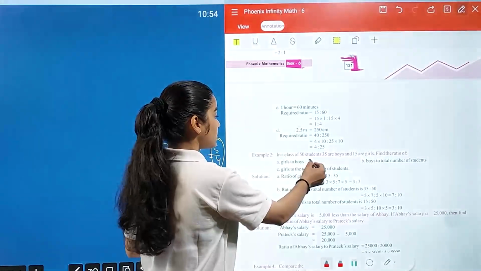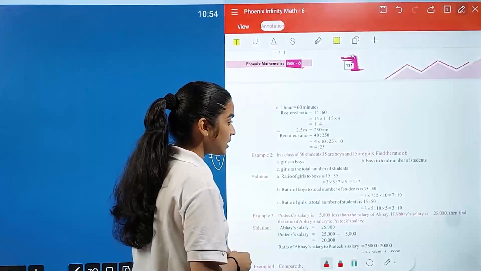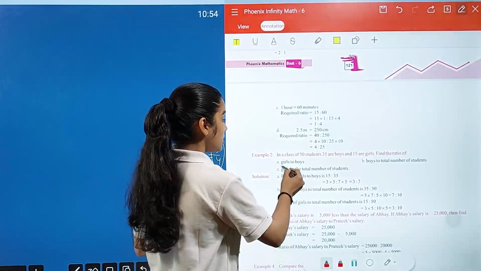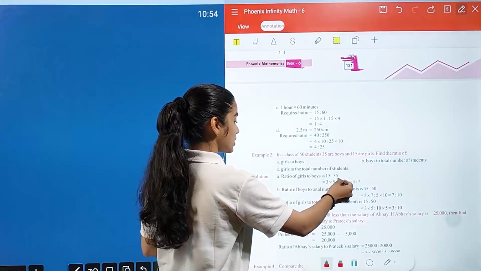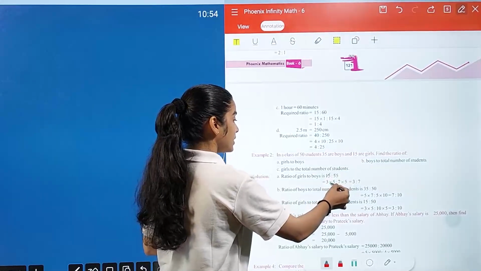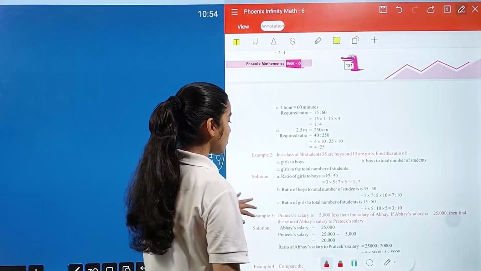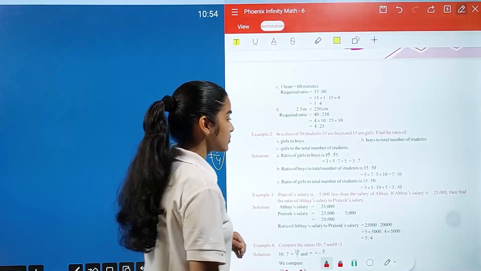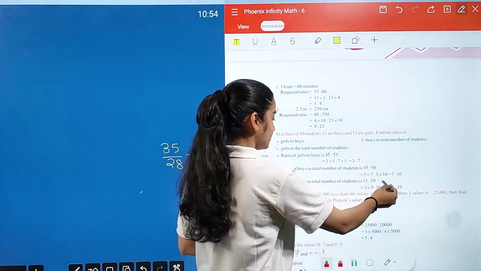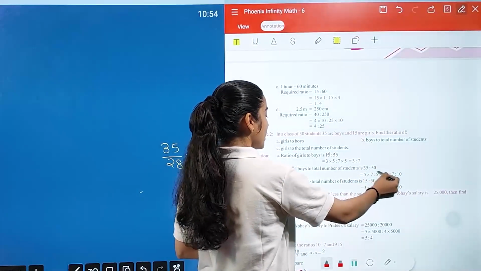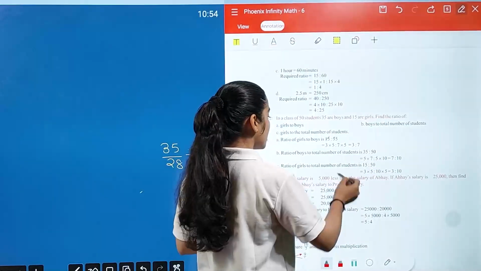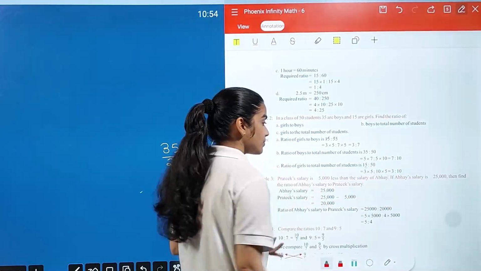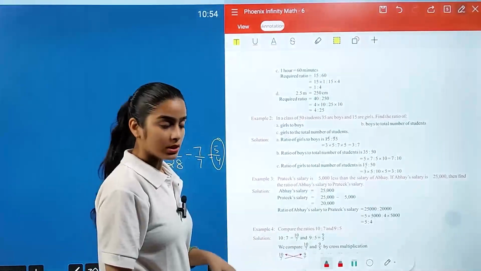In a class of 50 students, 35 are boys and 15 are girls. Find the ratio. Girls to boys: girls are 15 and boys are 35, so 15 is to 35. Further we can simplify it: 3 is to 7. Now the ratio of boys to total number of students: 35 is to 50, which will be 7 is to 10 further. Ratio of girls to total number of students: 15 is to 50. You can simplify it, which is 3 is to 10.